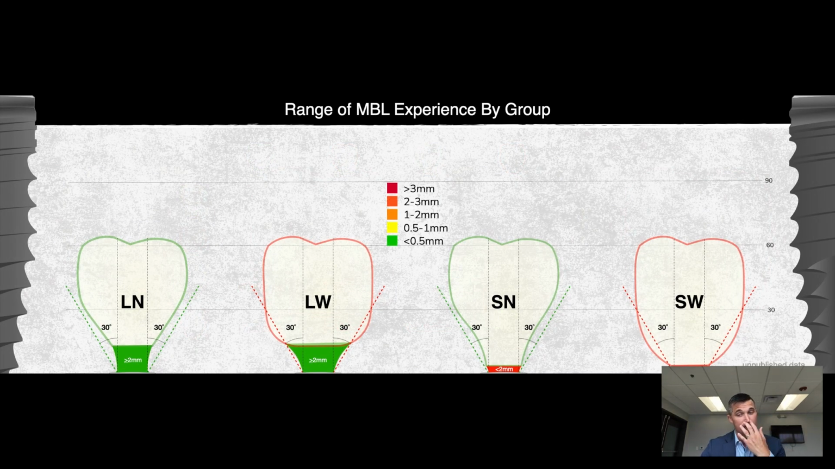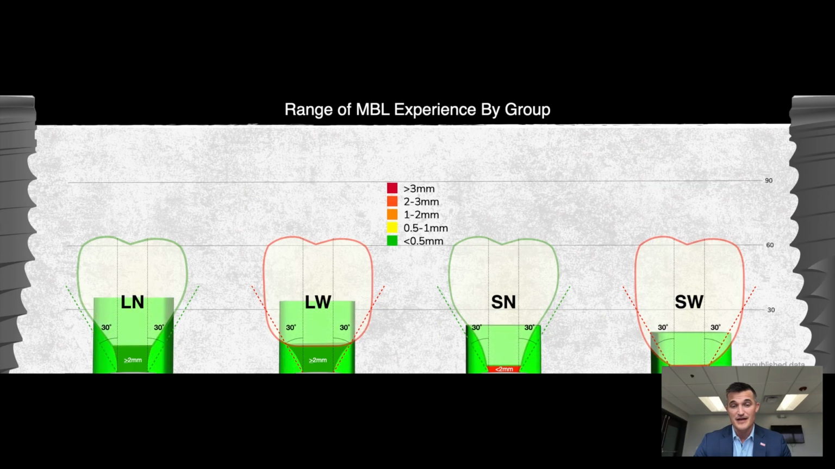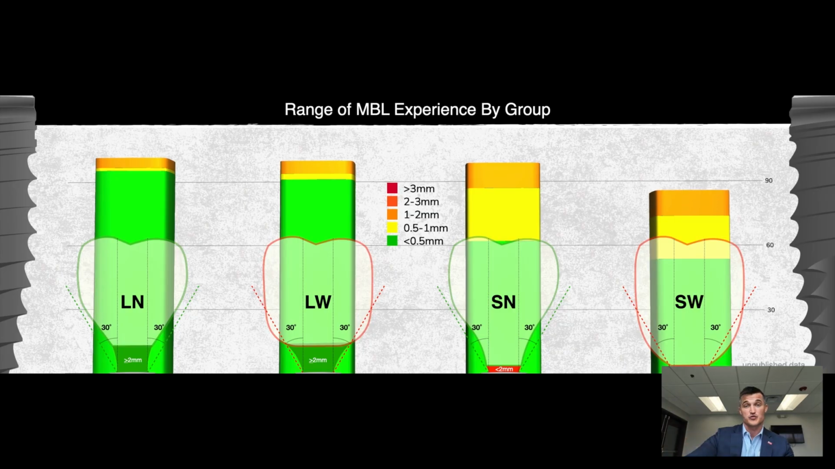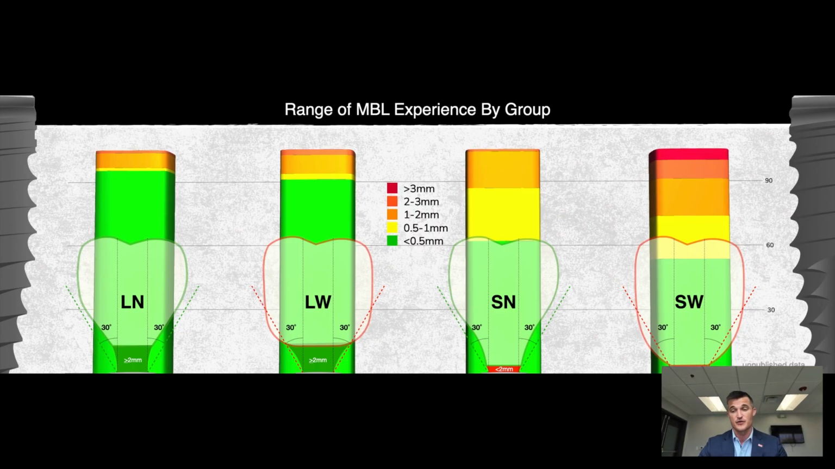In another set of data, we looked at the range of marginal bone loss. And this is really more important, in my opinion. So we looked at less than half a millimeter, 0.5 to 1, 1 to 2, 2 to 3, or more than 3 millimeters of marginal bone loss, and we looked at the rates of those ranges in each group. What we found was that, very significantly, longer abutments had a lower likelihood of an increased range of marginal bone loss, but also that the short wide group was at a much higher risk of more severe marginal bone loss on those implants.